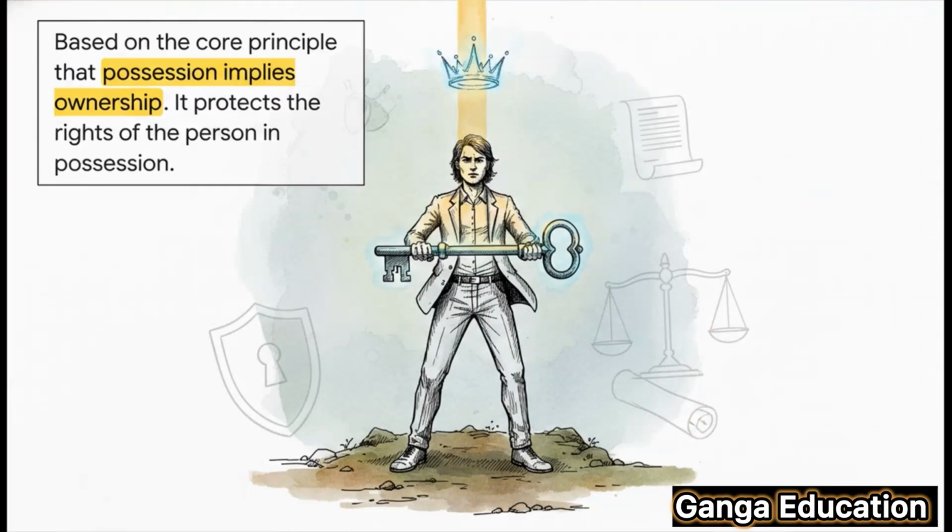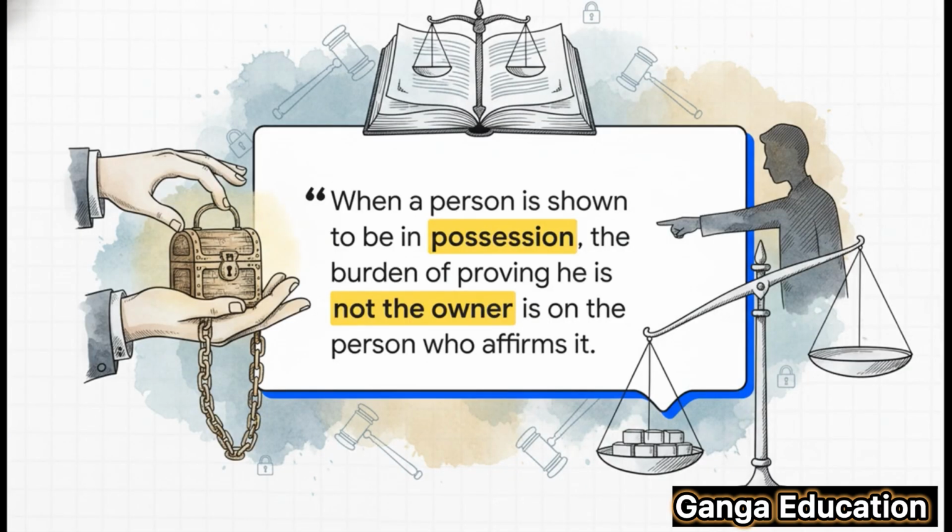So here we have it. Section 113 of the Bharatiya Sakshya Adhiniyam 2023. This one is built on a very simple but profound idea, the connection between possessing something and owning it. The BEAR Act reads, when the question is whether any person is owner of anything of which he is shown to be in possession, the burden of proving that he is not the owner is on the person who affirms that he is not the owner.